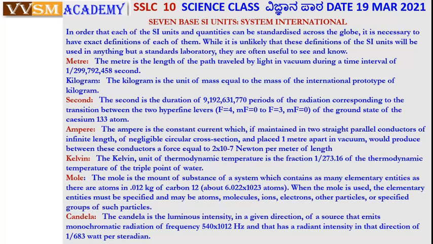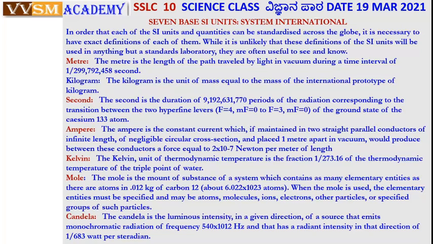Meter, the definition for meter. The meter is the length of the path traveled by light in vacuum during a time interval of 1 by so and so seconds. Kilogram. The kilogram is the unit of mass equal to the mass of the international prototype of the kilogram. Second. The second is the duration of the given number of periods of the radiation corresponding to the transition between the two hyperfine levels, F equal to 4, MF equal to 0 to F equal to 3, MF equal to 0, of the ground state of the cesium-133 atom.